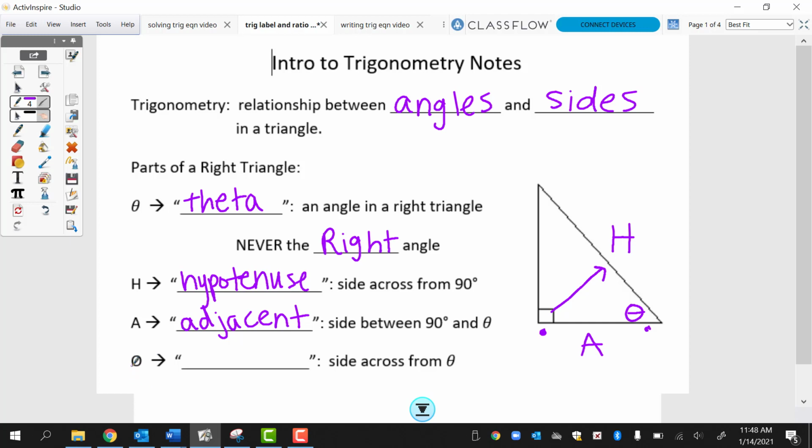And our last side we have to label is O. That stands for opposite. Okay, and that's going to be the side across from theta, opposite of theta. Now, I always label H and A first, so whichever side is left that I do not have a label on, that's O. And we see that it's across from our theta. Okay, so you're going to go through and label the first 6 questions just like this. The theta's in the picture, and you're going to label H, A, and O in the picture.